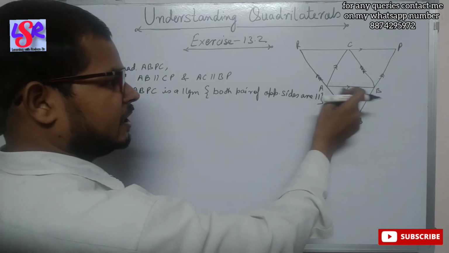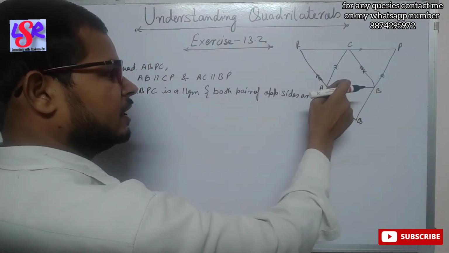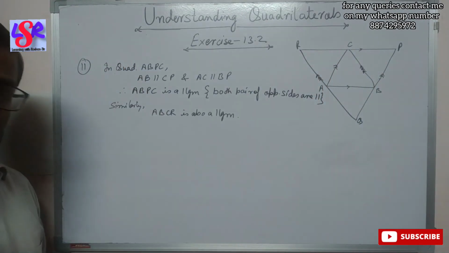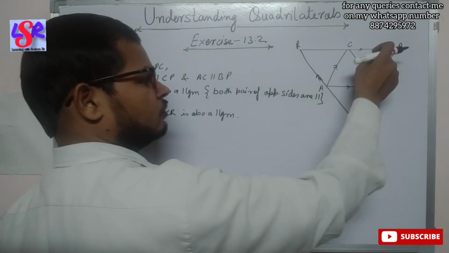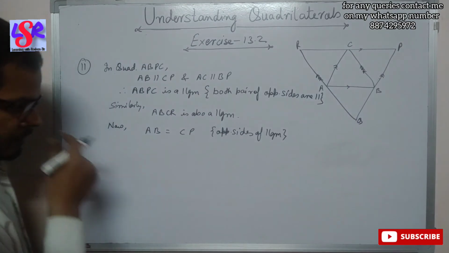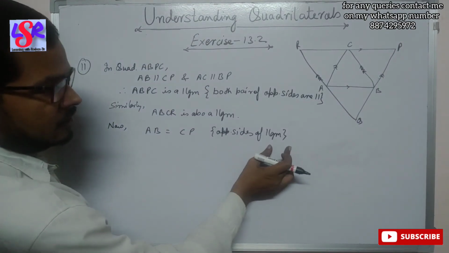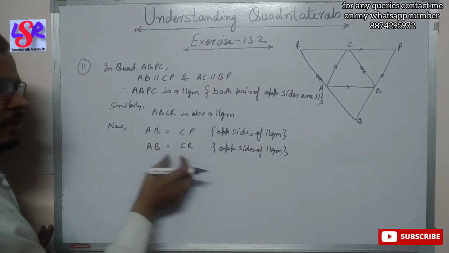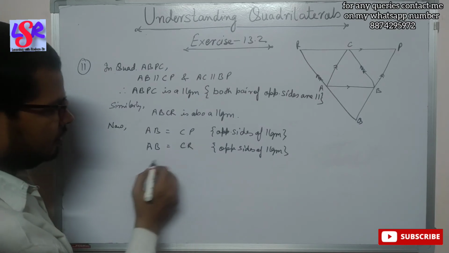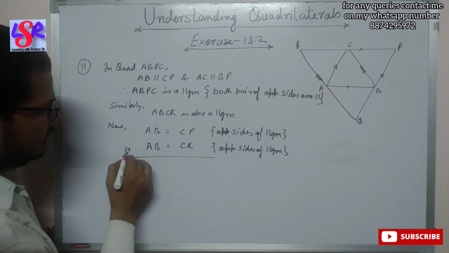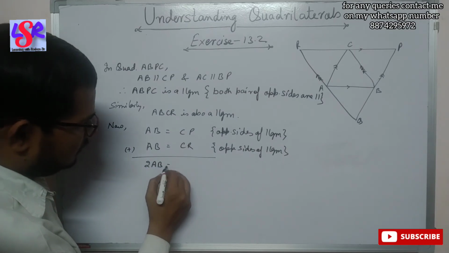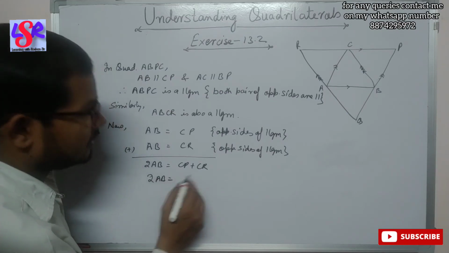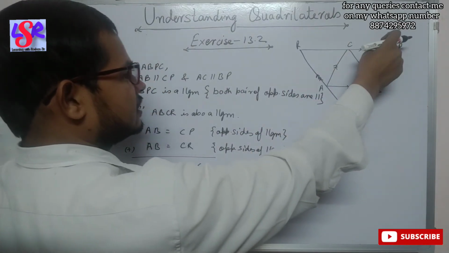Now as we have proved ABPC is a parallelogram, similarly ABCR is also a parallelogram. Now we know that in a parallelogram opposite sides are of equal length. So AB equals CP as opposite sides of a parallelogram. Also AB equals CR as opposite sides of a parallelogram. Now if we add both equations, we get twice AB equals CP plus CR. That is, twice AB equals CP plus CR, which we can write as PR.